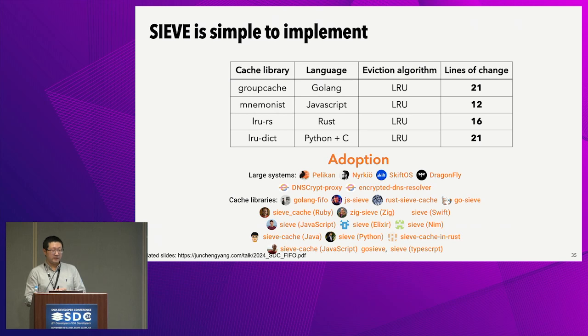Because sieve is easy to implement, we implemented sieve in a few popular open source production cache libraries in different languages. And all those cache libraries use LRU, or least recently used. We find that it takes less than 20 lines, around 20 lines, to modify LRU to use sieve. So sieve was published earlier this year, and it has already been adopted by many different systems and open source libraries.